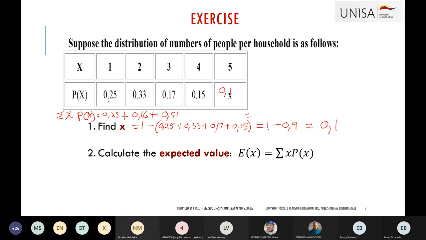Okay, I see 5 people are liking Hendrik's number. So what is 4 times 0.5? 0.60. Plus 5 times 0.1? 0.5. Add them together.